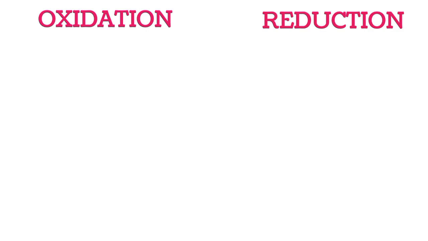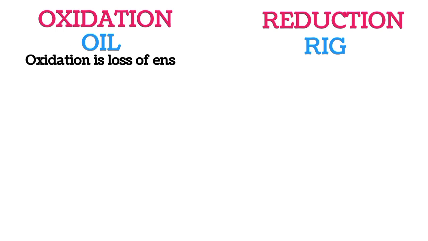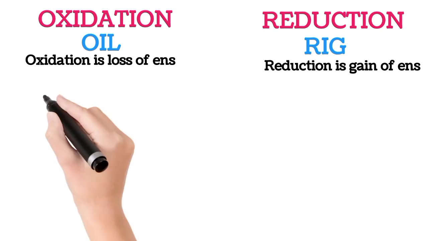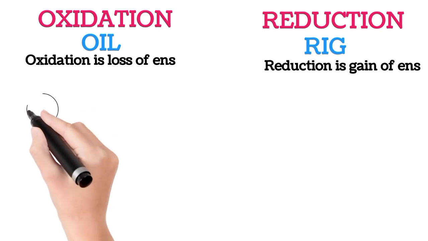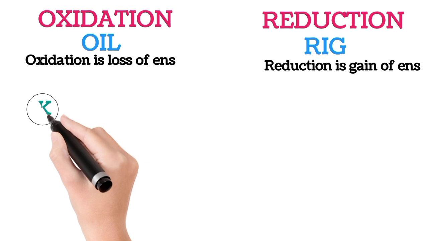Let's continue. Now, let's understand the concept of oxidation and reduction. We're going to use a simple mnemonic called OIL RIG. OIL stands for oxidation is loss of electron, while RIG stands for reduction is gain of electron. I repeat, OIL stands for oxidation is loss of electron, RIG stands for reduction is what? Gain of electron.